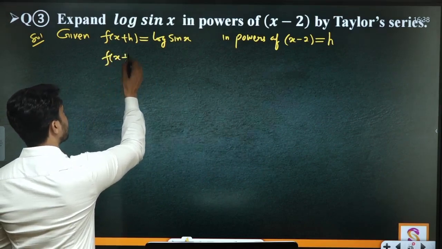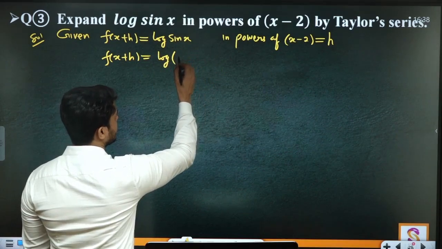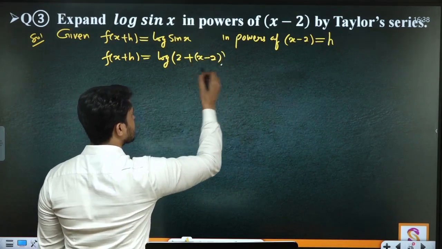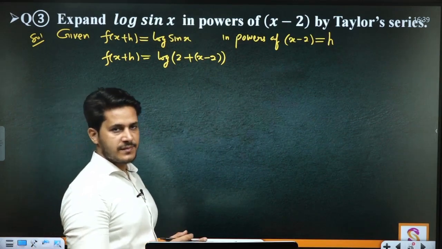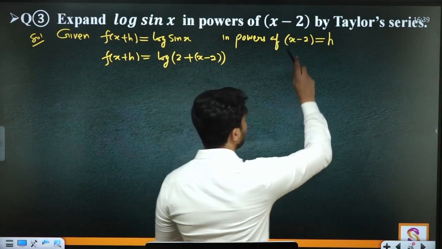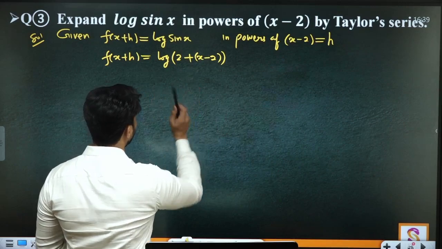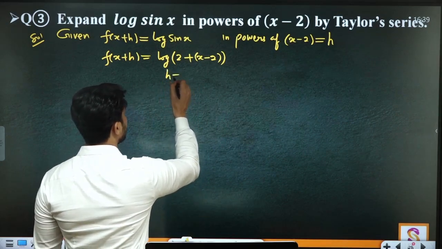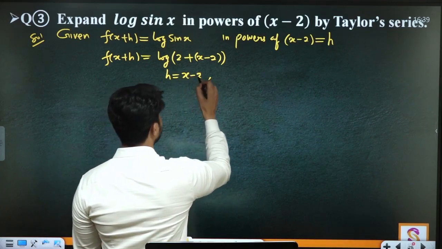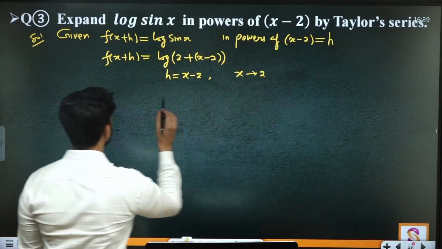Look, we will do it like this: f(x plus h) is equal to log sin, here we have to do minus 2 plus 2, so 2 plus x minus 2. Now pay attention. This log sin x can be written like this, log sin of 2 plus x minus 2. Why? Because you have to make the h in the given function, to make the arrangement of f of x plus h. Now compare and tell me, how much is h? h is equal to x minus 2, and x is equal to 2.